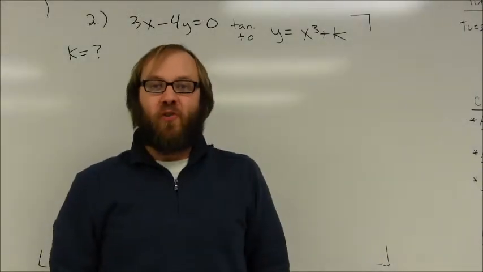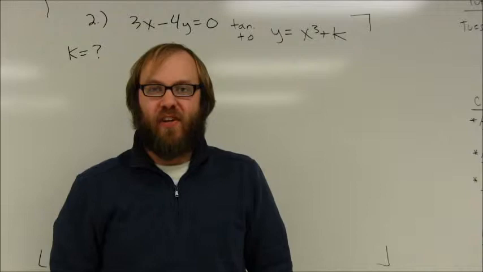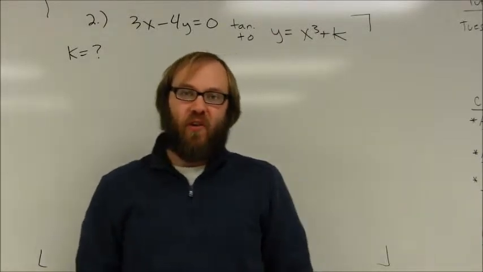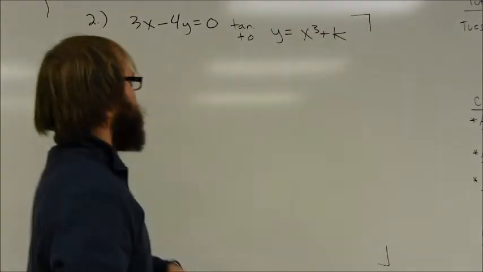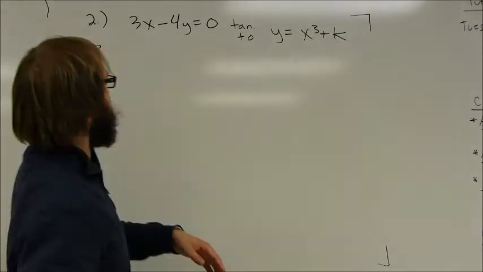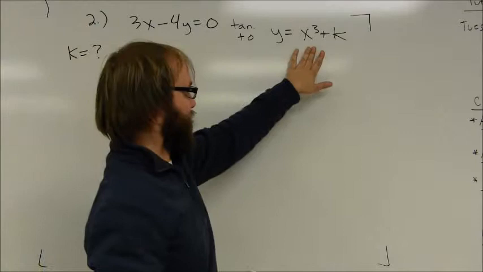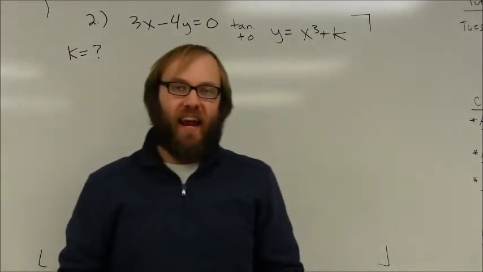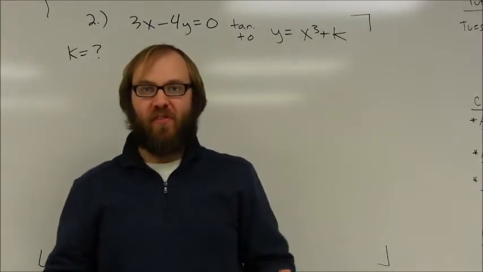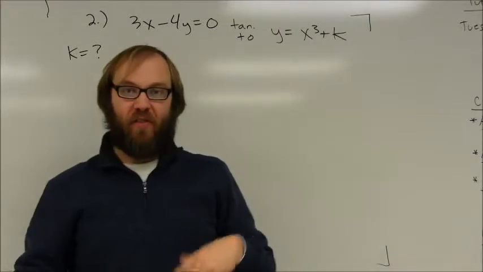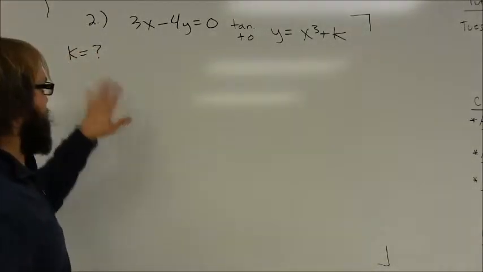This is example number 2 on the Essentials AP Problems number 2 worksheet. Basically, to give you an overview of the problem, you're told that you have this line that is tangent to this function in the first quadrant. And basically, we're supposed to figure out the value of k that is going to make that possible.